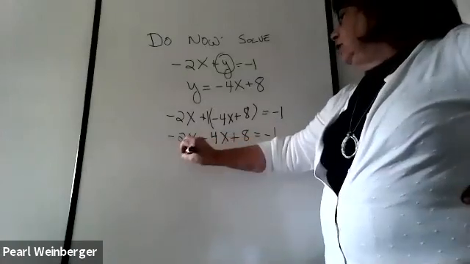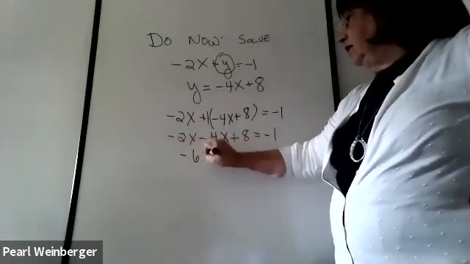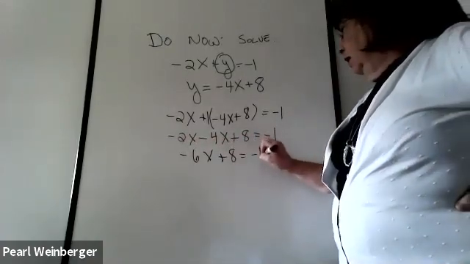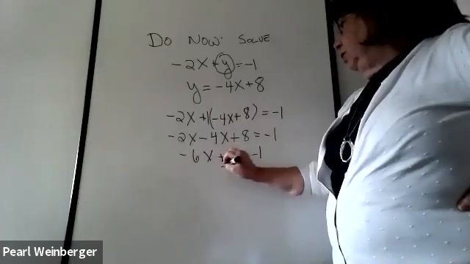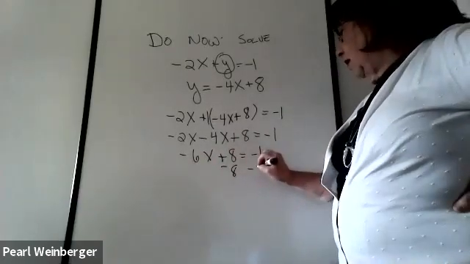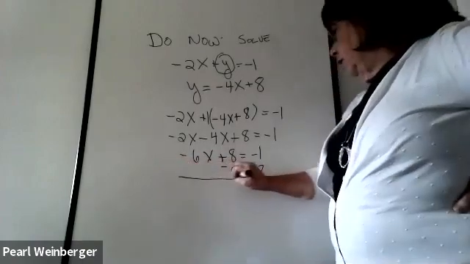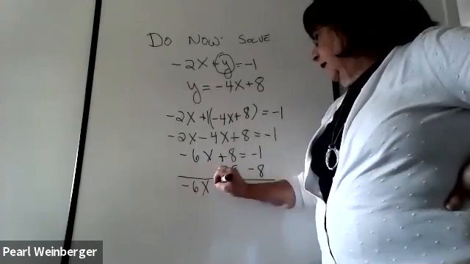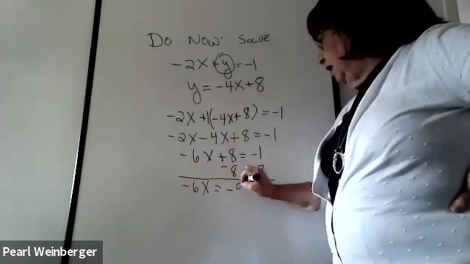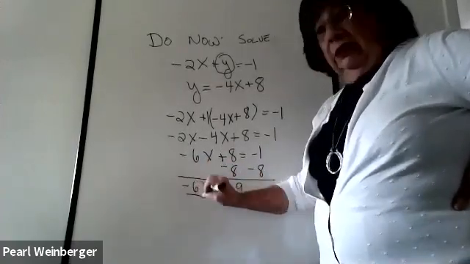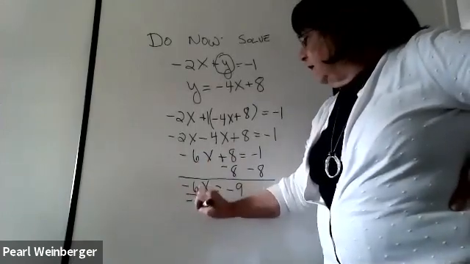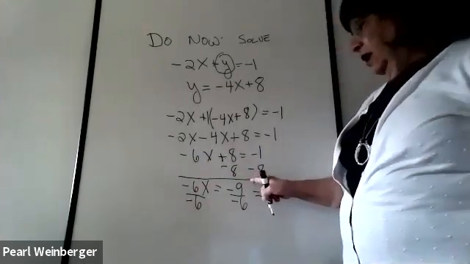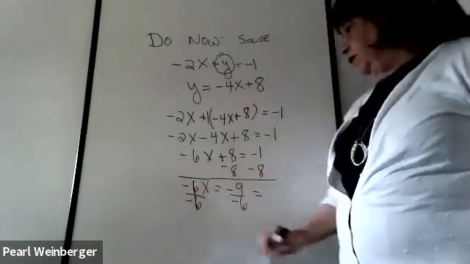Okay, combining the like terms here, we get negative 6x plus 8 equals negative 1. And I will subtract 8 from both sides, which will give me negative 6x equals negative 9. And divide both sides by negative 6. And I get negative 9 over negative 6 as my value for x.